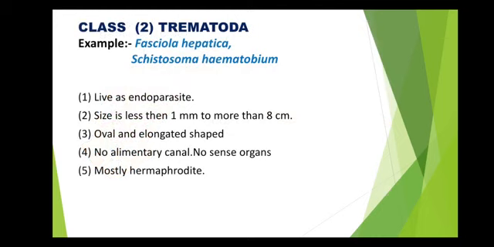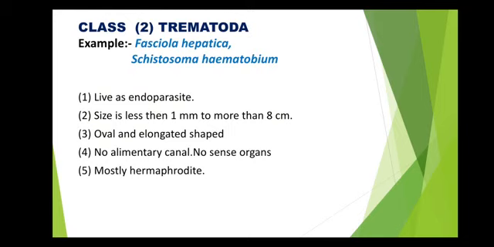Class Trematoda, example Fasciola hepatica, Schistosoma haematobium. The general characters of Trematoda are as follows. Point number 1, they are ectoparasite and endoparasite flatworms called flukes. Point number 2, body usually unsegmented, dorso-ventrally flattened, leaf-like, tegument thick but without cilia.